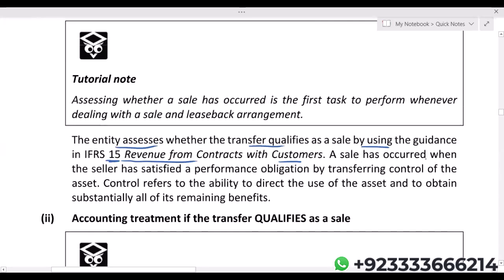A sale has occurred when the seller has satisfied a performance obligation by transferring control of the asset. Control refers to the ability to direct the use of the asset and to obtain substantially all of its remaining benefits. It means you have given the control of that asset to the customer. When the customer will be using that asset at his or her own discretion, and the customer will be getting substantially all of the remaining benefits.